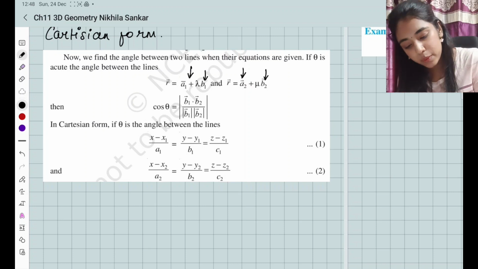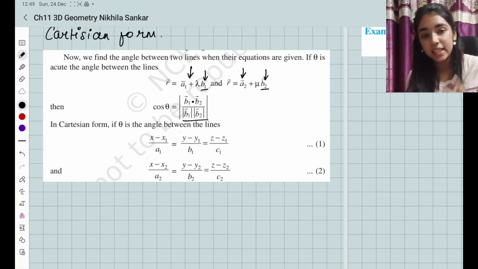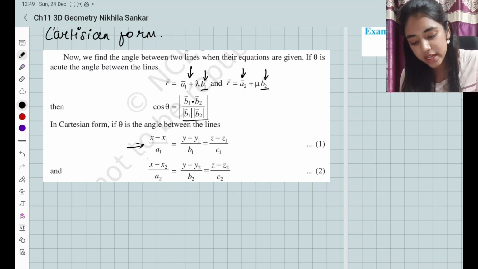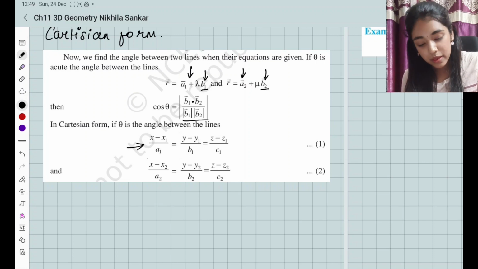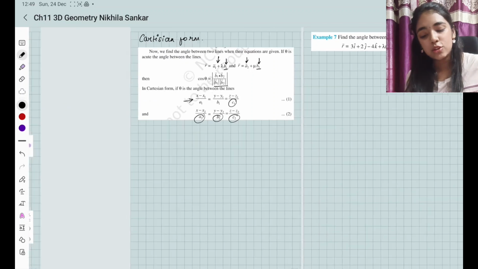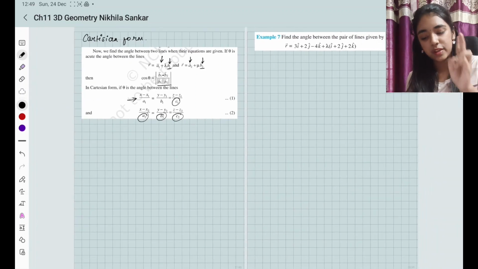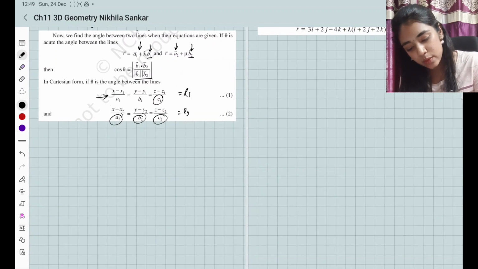The cos between them is going to be b1 b2 அதோட dot product divided by the magnitude of b1 b2. Okay, and the Cartesian form is going to be simple. இந்த இடத்துல ரெண்டு different point இருக்கிறதுனால you're going to take x minus x1 divided by a1, y minus y1 divided by b1, z minus z1 divided by c1. அதே மாதிரி இங்க a2 b2 c2. Okay, so two different direction ratios, two different lines, so two different equations. ஒரு lineக்கும் ஒரு equation. Okay, so first one is for line 1 and the second one is for line 2.